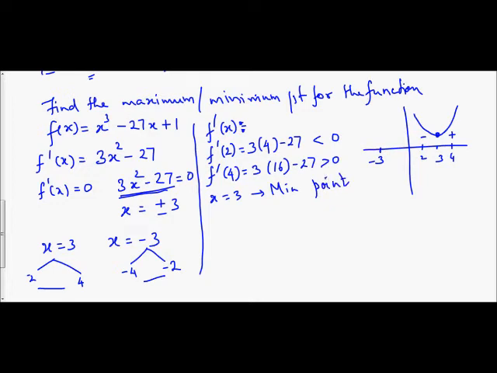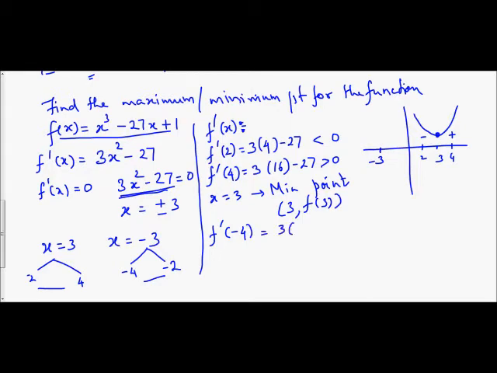If you are asked to give the coordinates, then you need to give 3 comma, and you need to substitute in this, and then give the value in coordinate form. And what about negative 3? You need to find what is f dash of negative 4, whether it is positive or negative.